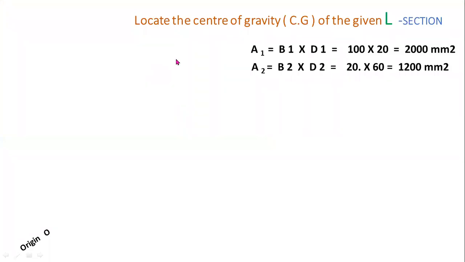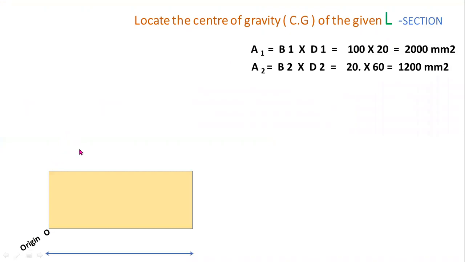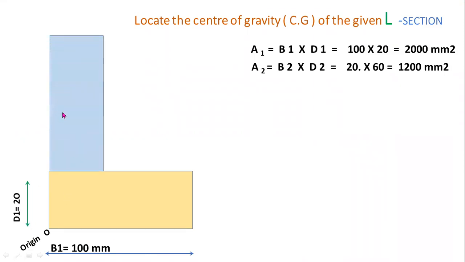Now locate the center of gravity of the given L section. Okay, this is a question. The base of an L section, B1, is equal to 100 mm and the depth of the base is 20 mm. Here this base is B2 equal to 20, depth d2 equals 60 mm. Okay, this is the given diagram.